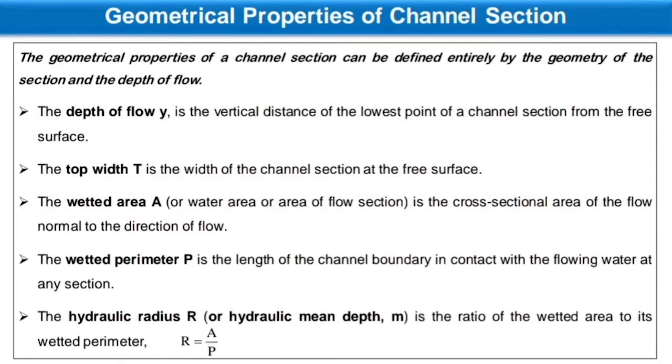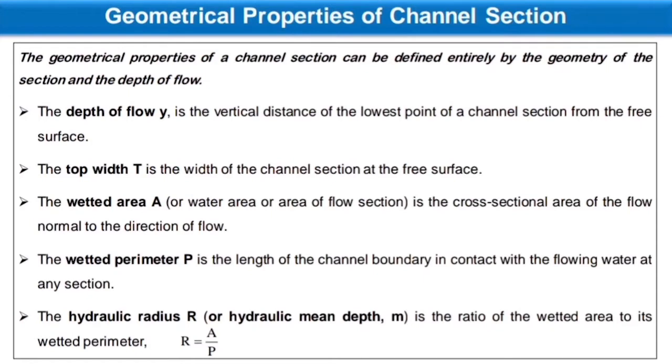Geometric properties of channel section. Depth of flow, denoted as Y. It is the vertical distance of the lowest point of a channel section from the free surface. Top width, capital T. It is the width of the channel section at the free surface. Wetted area. It is the cross-sectional area of the flow normal to the direction of flow. Wetted perimeter. It is the length of the channel boundary in contact with the flowing water at any section.